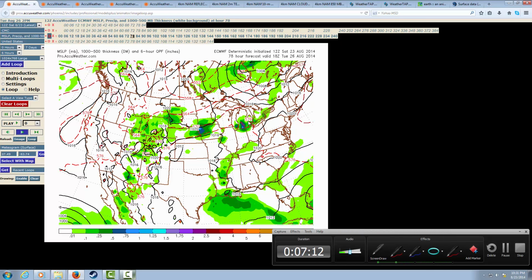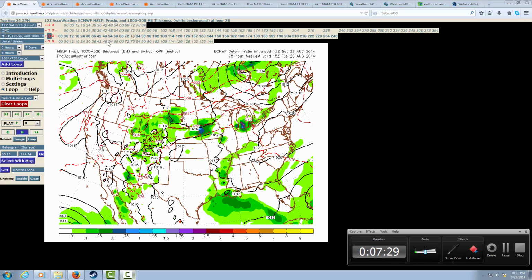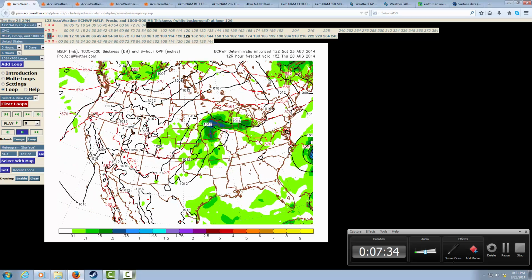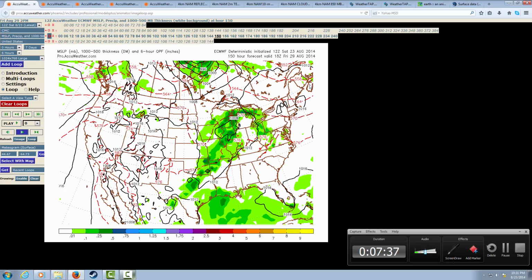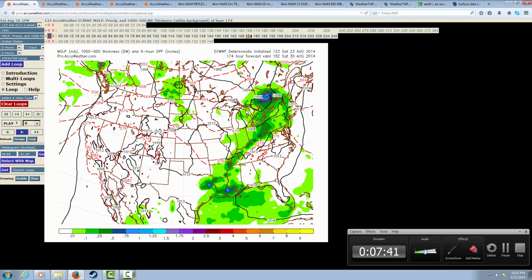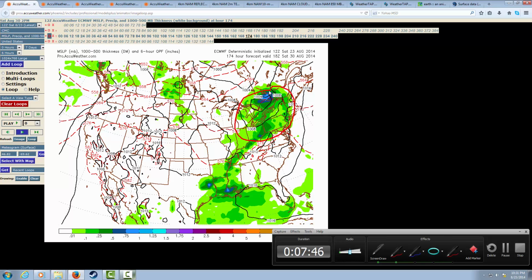The 12Z European has a 570 line bulging all the way out here into the Canadian Maritimes, just as the other models did. 576 around West Virginia, Kentucky, Ohio, those areas again. Warm air is going to be building in from the west. And as we go through time here, I can just click. You see, first we see a storm, a disturbance moving into the northeast.